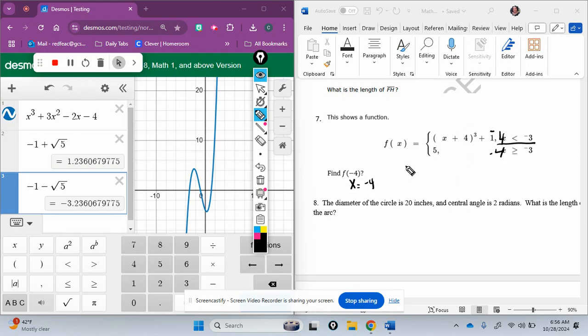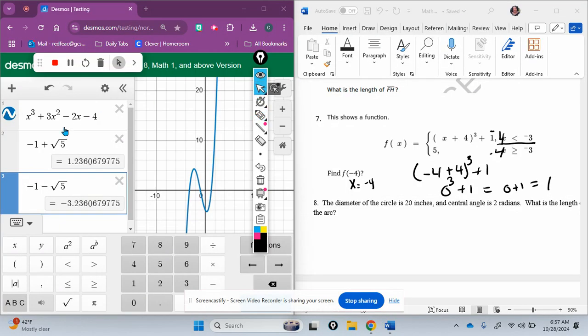So you can do it two ways. You can say f of x equals x plus 4 cubed and put it in decimals, but I'll show you decimals last. Or you could just plug the x in. So we do negative 4 plus 4 cubed plus 1. Negative 4 plus 4 is 0. So 0 cubed plus 1, and 0 cubed is 0. So 0 plus 1 equals 1. Okay, that's the first way to do it.